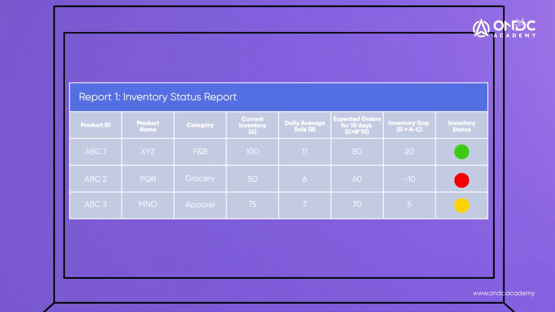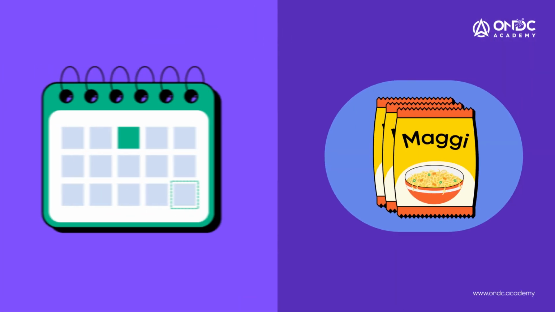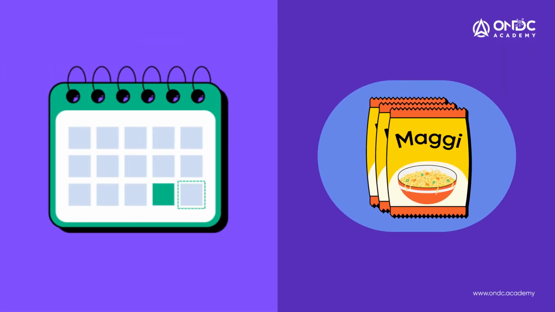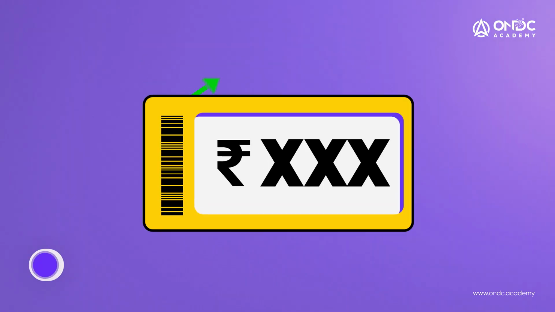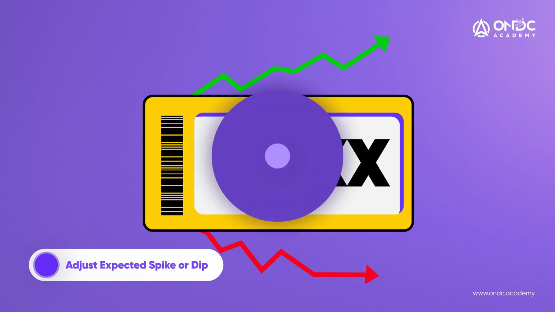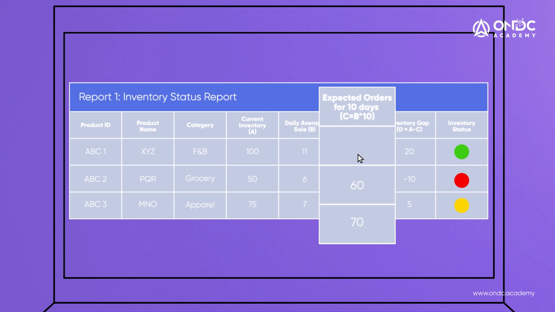For the third step, in the column for expected orders for 10 days, the seller should be able to see the total orders expected. The seller must adjust for any expected spike or dip in sales. The reasons for a spike or dip can be because of the upcoming sales season or the end of festive sales, a decrease or increase in price, or a seasonal change. The seller must add an adjusted number in this column.